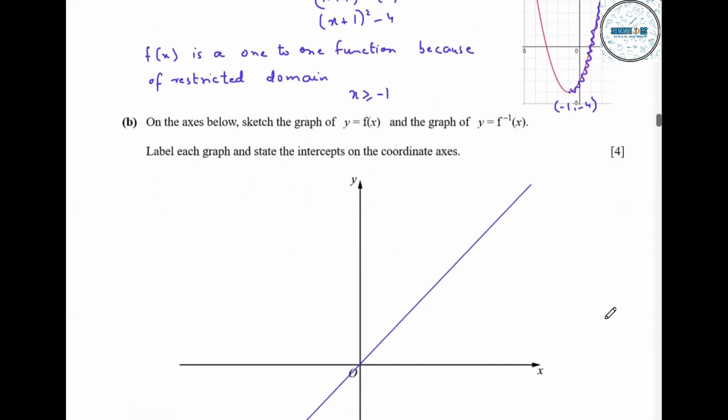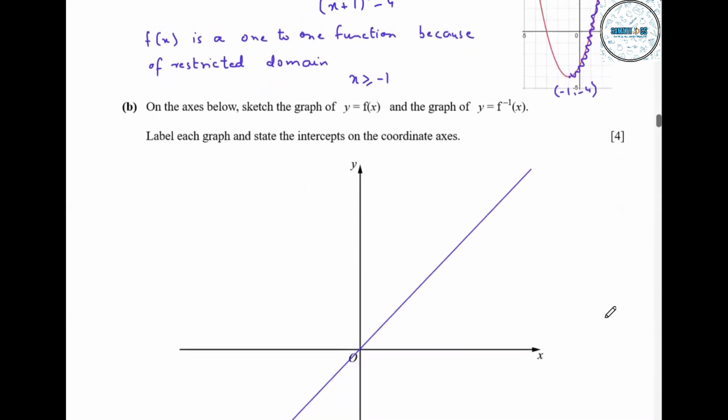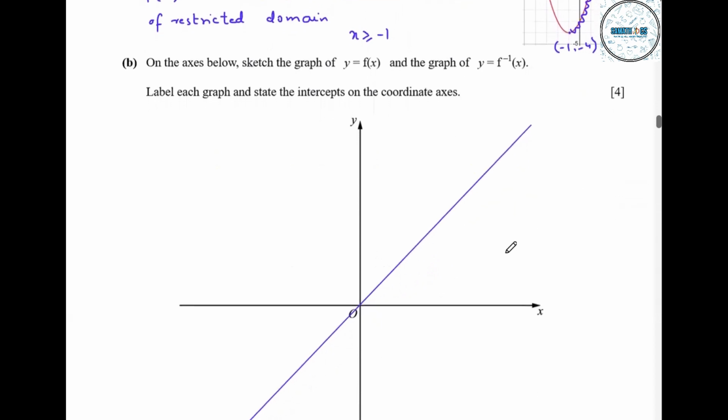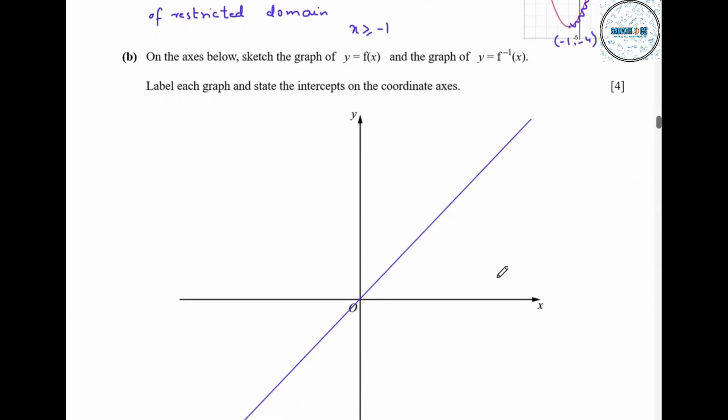B part, on the axis below, sketch the graph of y is equal to f of x and the graph of y is equal to f inverse of x. Label each graph and state the intercepts on the coordinate axis. Now, whenever we have to draw the graph of function and inverse function, then we have to draw a line of y is equal to x.